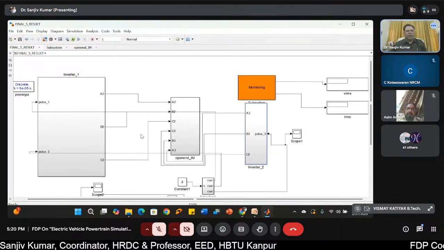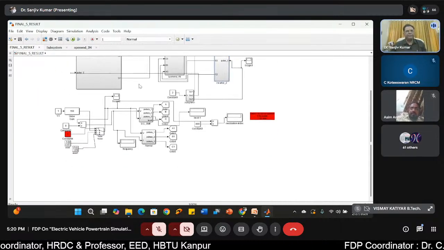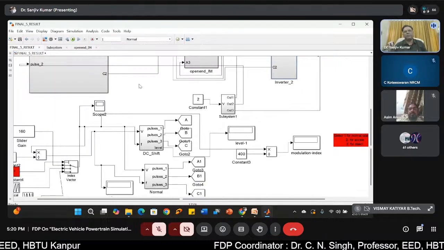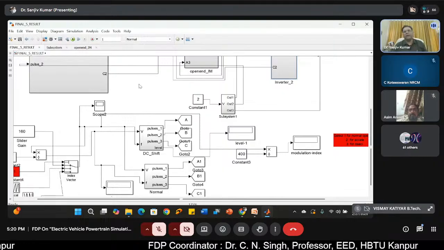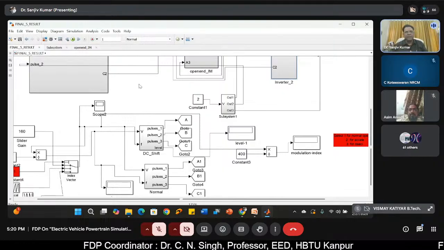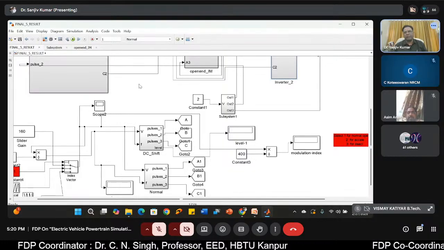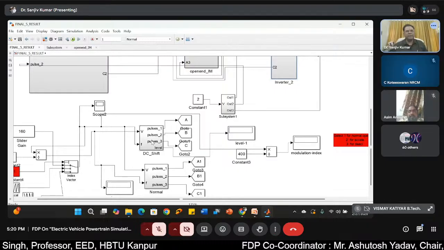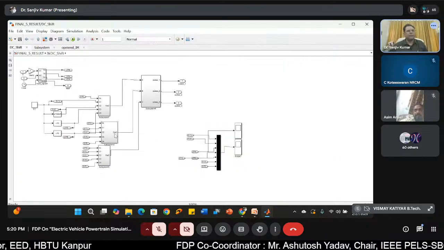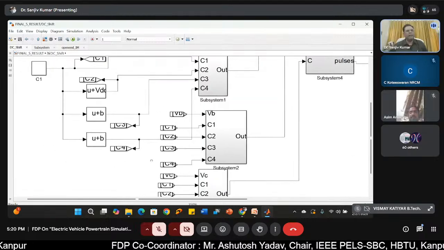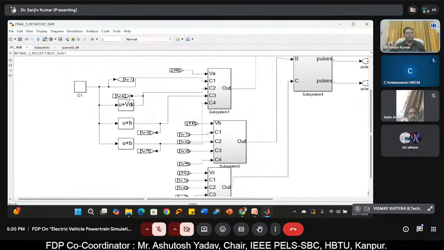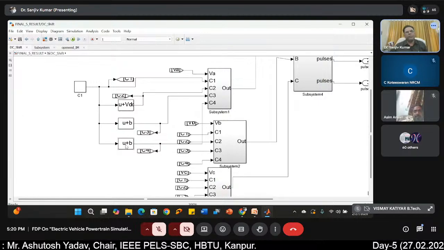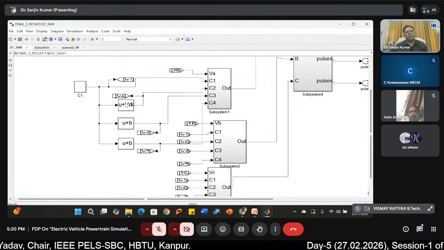Clear? Now, what we did here, as I said, in case you are going to develop an n-level inverter, you require n minus 1 triangular pulses. Clear? So just see, we require n minus 1. This is the 5-level, so 5-level means you require 4 triangular carriers: 1, 2, 3, 4.